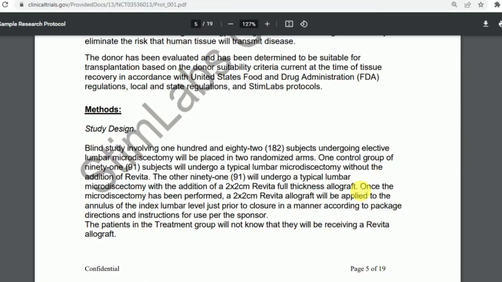So here in the study design, we observed that 182 subjects are divided into 2 parts. The first 91 subjects will undergo microdiscectomy without the drug, and the other 91 subjects will undergo microdiscectomy with the drug given to them. Once the microdiscectomy has been performed, a Revita allograft will be applied to the annulus of the index lumbar level just prior to closure in a manner according to the package directions and instructions for use per the sponsor.